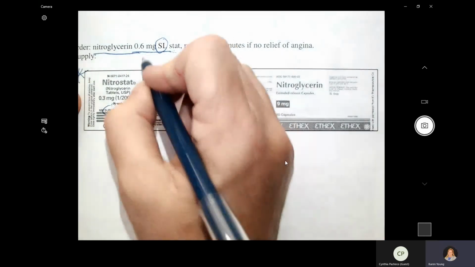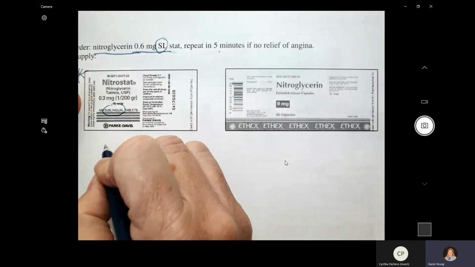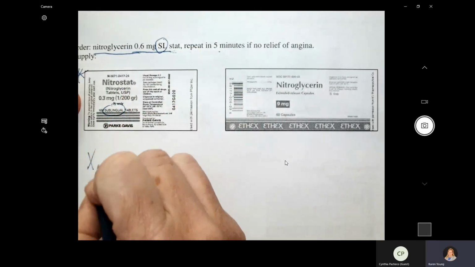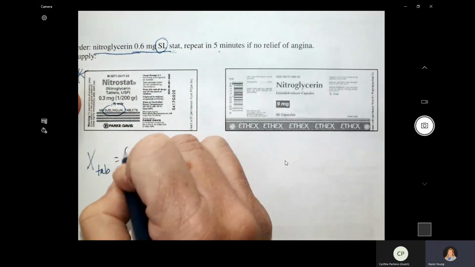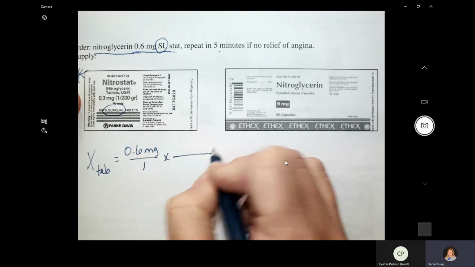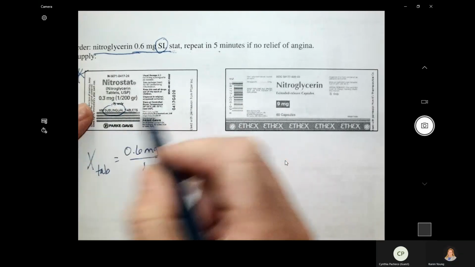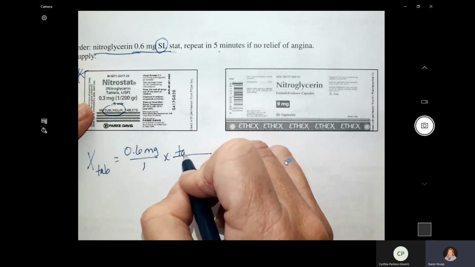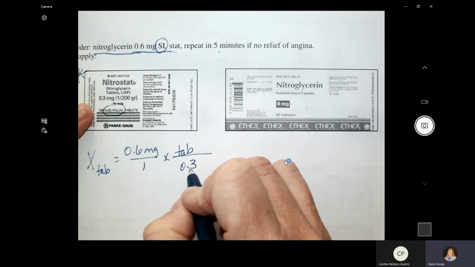So my order is for 0.6 milligrams, and I'm wanting a tablet. So 0.6 milligrams over 1, and I've got, in the form of tablets, 0.3 milligrams.